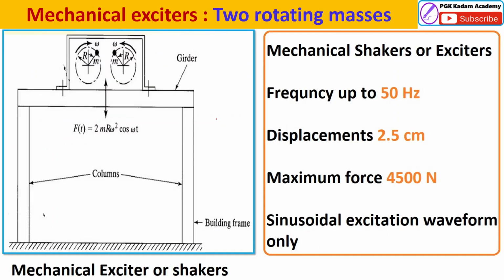The next type of mechanical exciter is the two rotating masses. You can see here the two rotating masses that create the excitation force on the structure. The specifications of these mechanical exciters are: frequency up to 50 Hz, displacement up to 2.5 centimeters, and maximum force up to 4,500 Newton. They create only sinusoidal excitation waveforms.